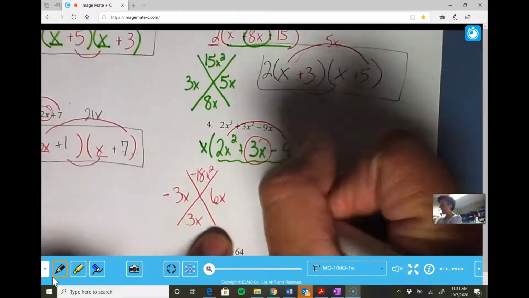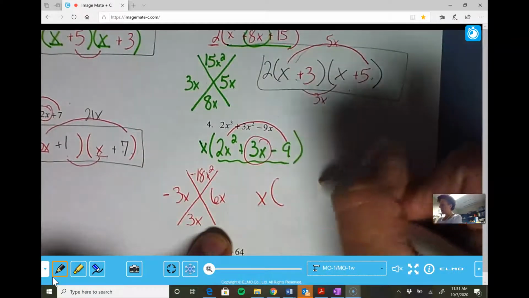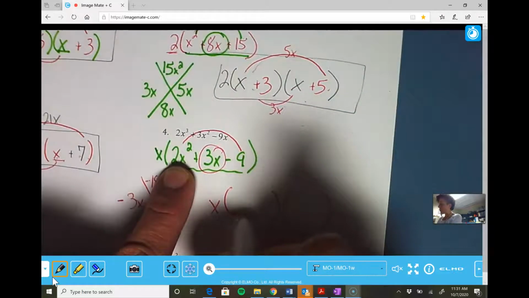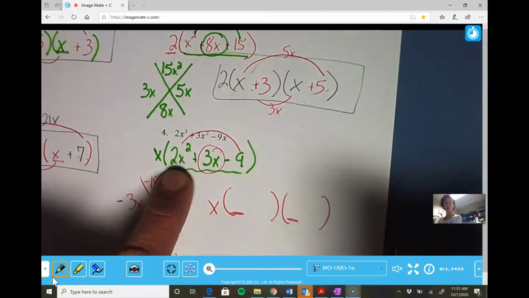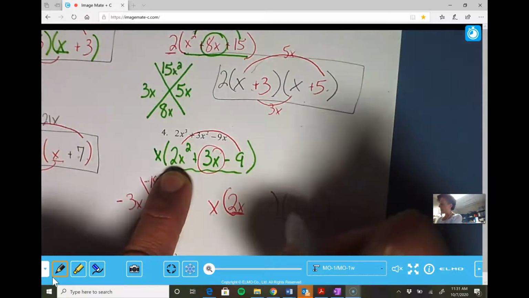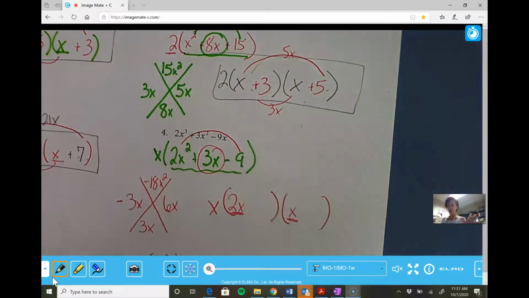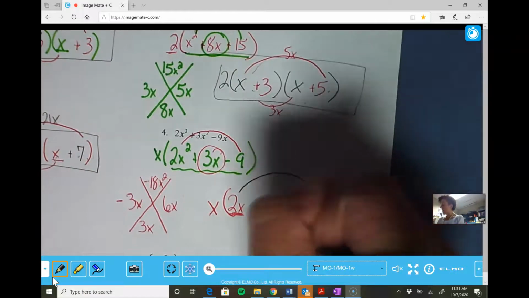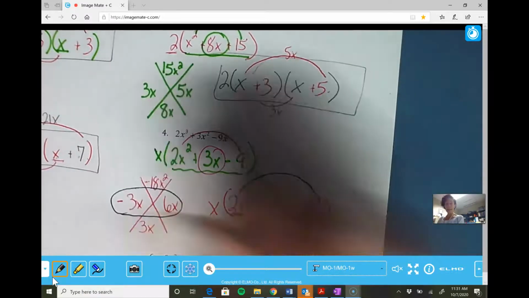So, joining the x, here come my other factors, here come my other neighbors. So again, who met whom, I don't know, to get me 2x squared. So it's just going to be 2x and x. No fractions, just simple numbers. And now, who did 2x meet, and who did x meet to get this?